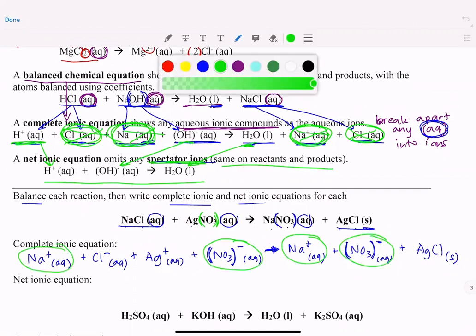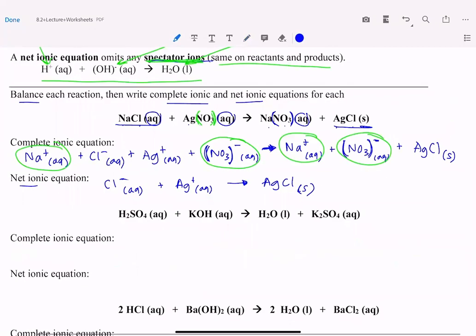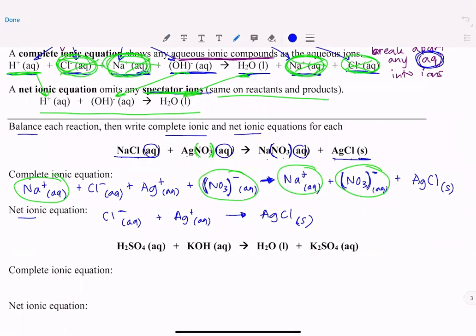And when you write this, write what's left. This is Cl minus AQ plus the Ag plus AQ. And then on the other side of the arrow, AgCl(s). And that's called the net ionic equation when you write what's left. Okay, let's take a look at the next example, which is H2SO4.